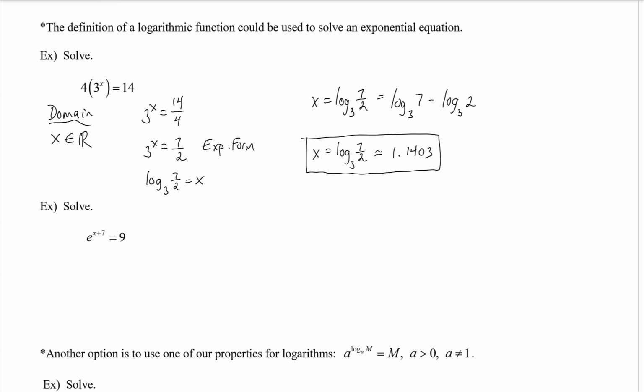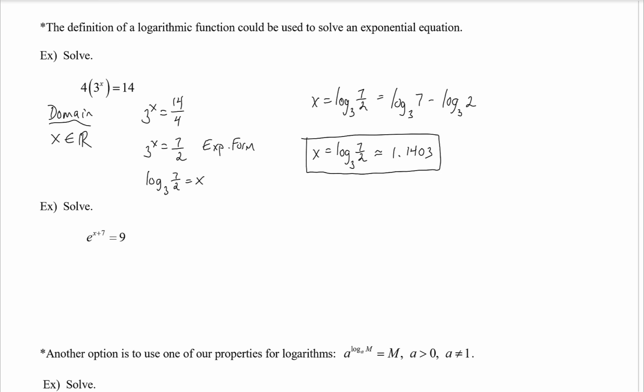So 3 to what power is 7 halves? 3 to the first is 3, 3 squared is 9. So you know it's between 1 and 2, but a little bit more accuracy would be nice. So it's 1.1403. Let's go 4 decimal places if your answer is not a nice, neat rational number or integer.